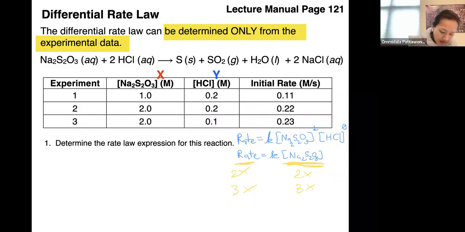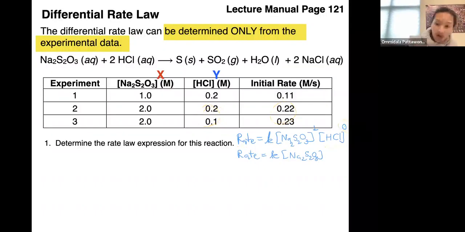When you are looking at the effect of the concentration of hydrochloric acid, however, it's not going to be the same effect as sodium thiosulfate. Now if you're looking at the concentration of hydrochloric acid, you can see that changing it doesn't affect the rate at all. That's why when you change this concentration, the rate is still the same.